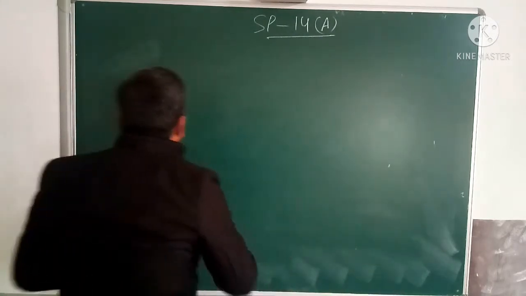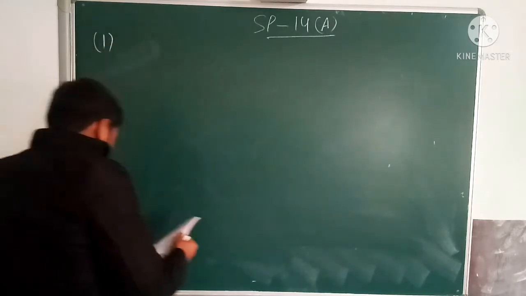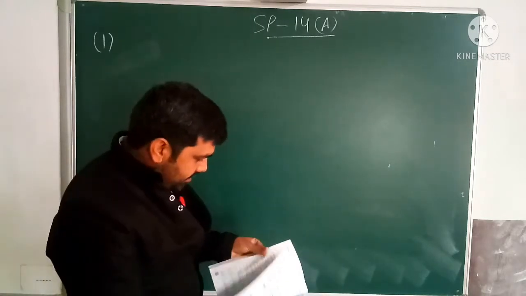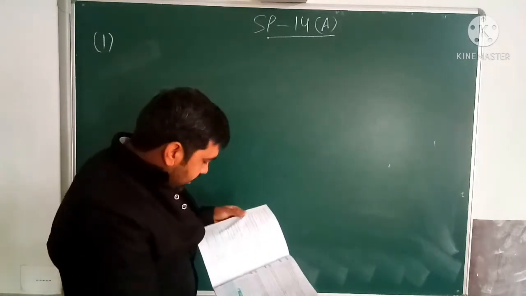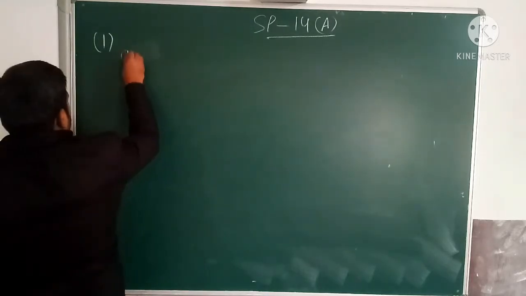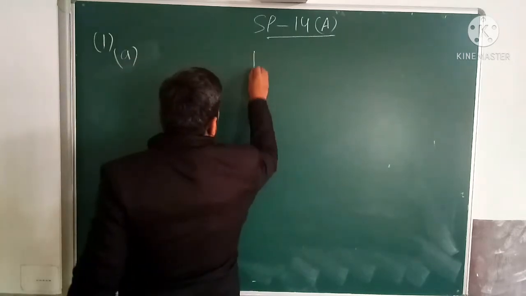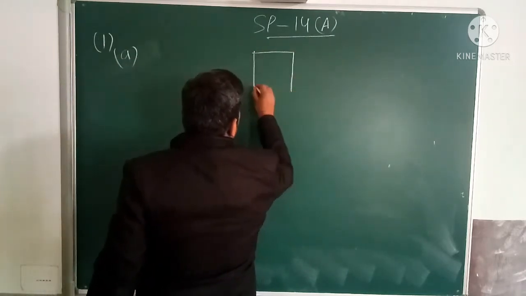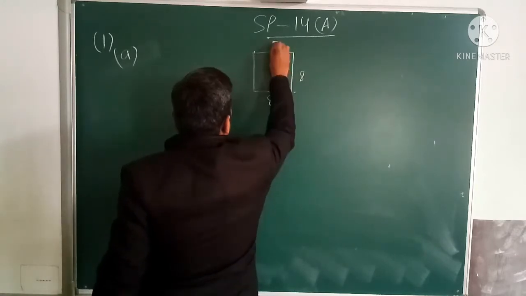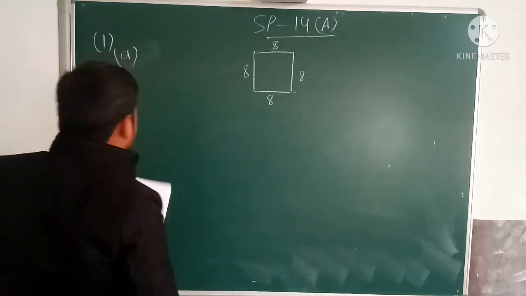See the first question of self-practice 14a. In this, calculate the perimeter of each figure. The first figure is a square, you see in 1a, there is given a square of side 8 cm. So you have to calculate the perimeter of this square.